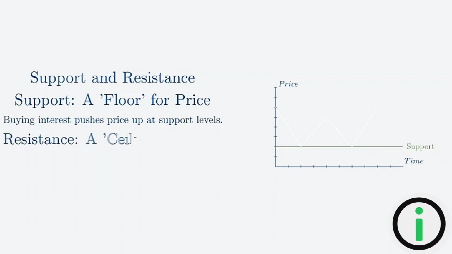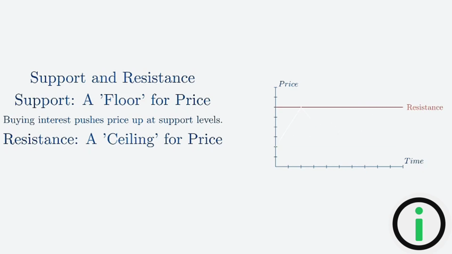On the flip side, resistance is like a ceiling. It is a price level where an uptrend tends to pause because sellers start to outnumber buyers. When price hits this ceiling, it struggles to break through, and we see a sell-off. Identifying these zones is your first step in predicting where the market might turn around.